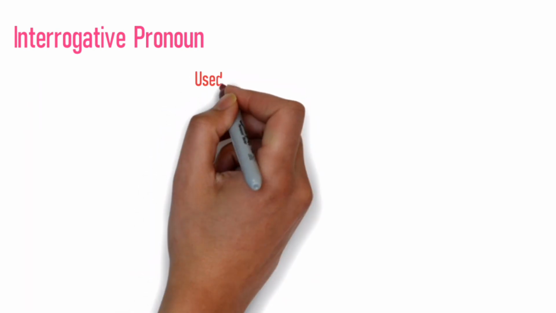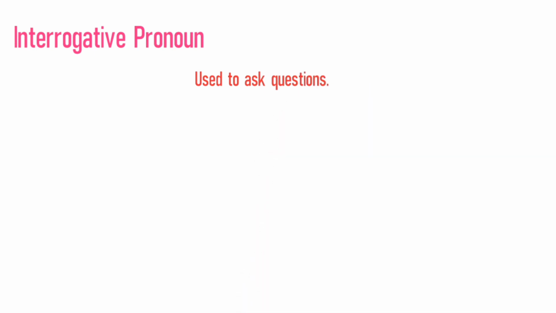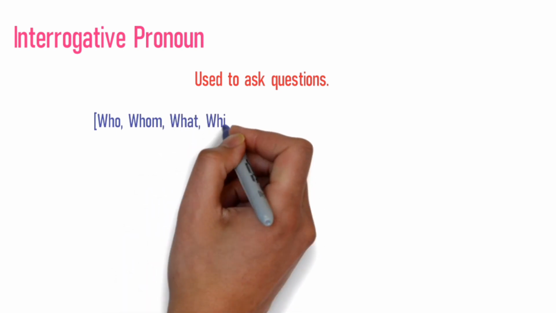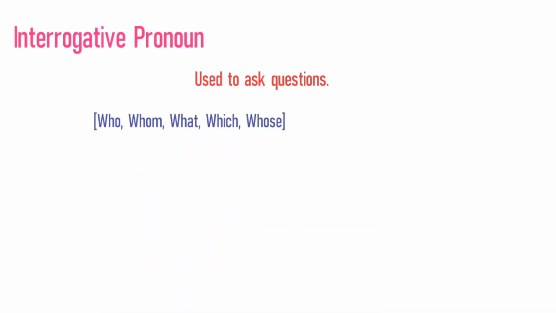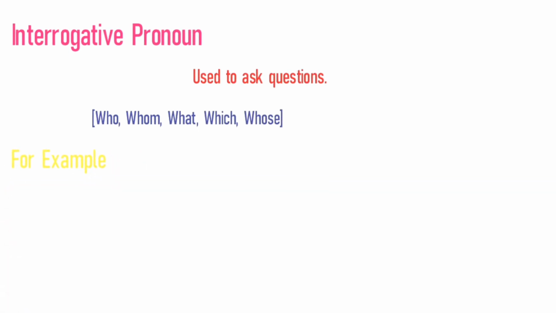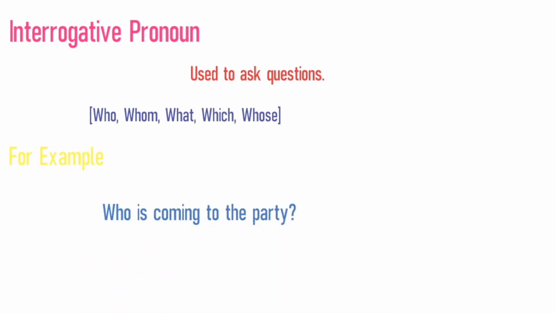Interrogative pronouns. Interrogative pronouns are used to ask questions. For example, who, whom, what, which, whose. Let's have a look at some sentence examples. "Who is coming to the party?" "Whose book is this?" In these sentences, who and whose are used to ask something. So these are interrogative pronouns.